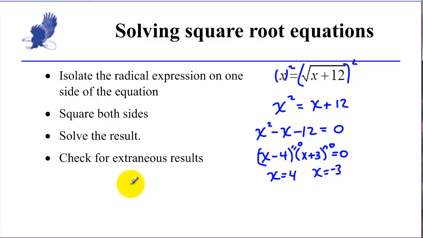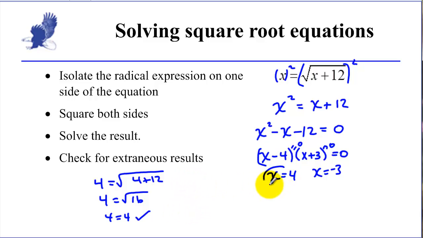Now let's check these out. So if we go back to the original equation, I've got 4 equals the square root of 4 plus 12. So 4 equals the square root of 16, or 4 equals 4, and that checks out. So this one's good. Let's try the negative 3.